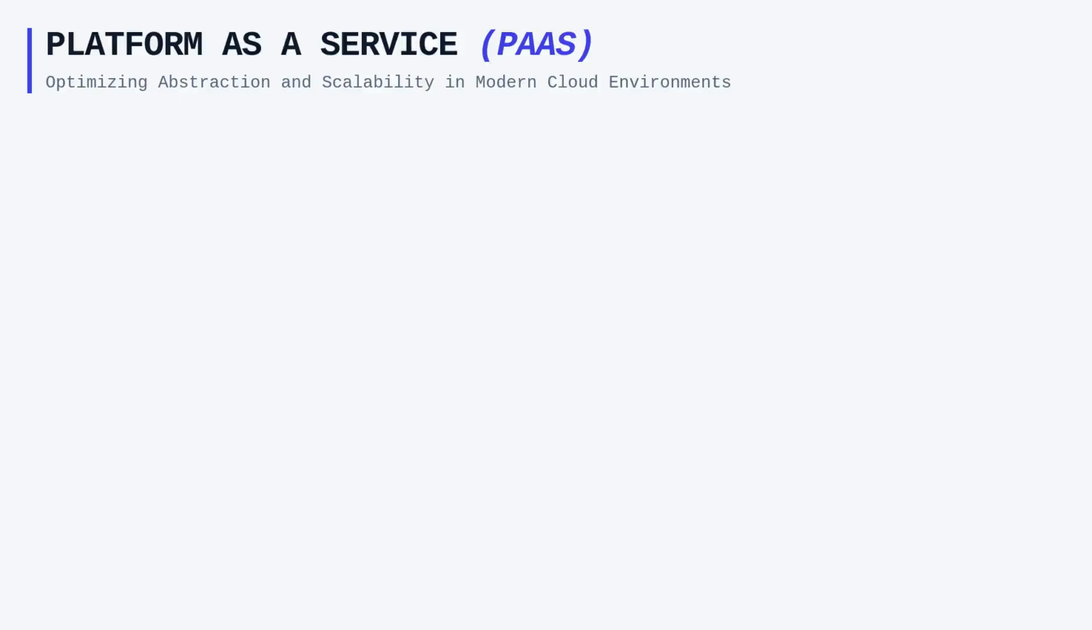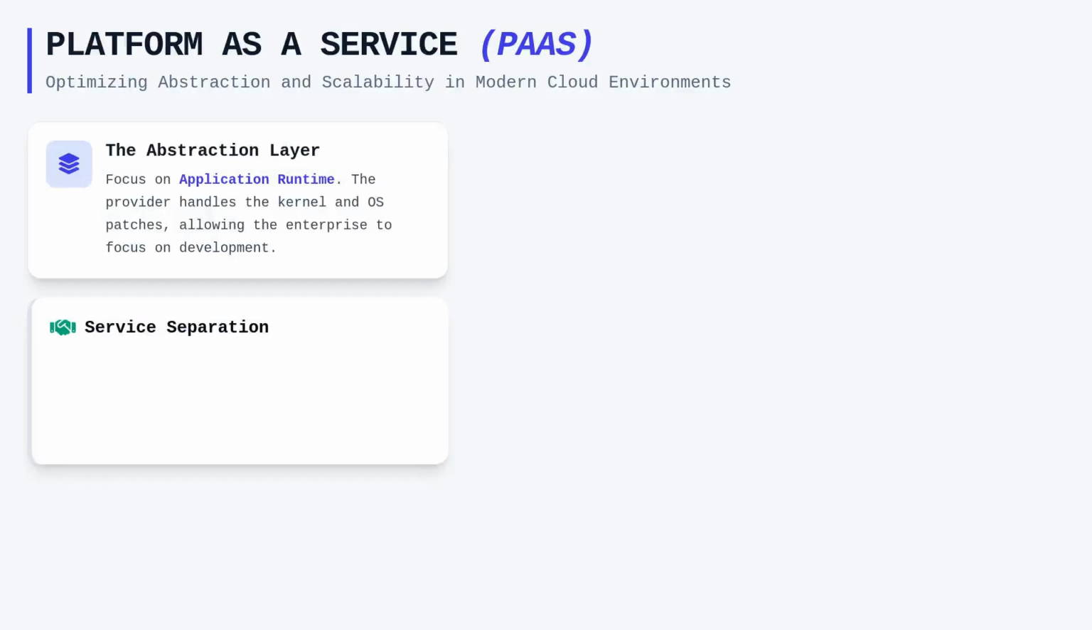Platform as a service represents a further level of abstraction where the enterprise focuses on the application runtime environment rather than the underlying kernel or operating system patches. In a hybrid cloud, this creates a distinct separation of concerns where the service provider maintains the stack's integrity while the customer manages code deployment and lifecycle management.